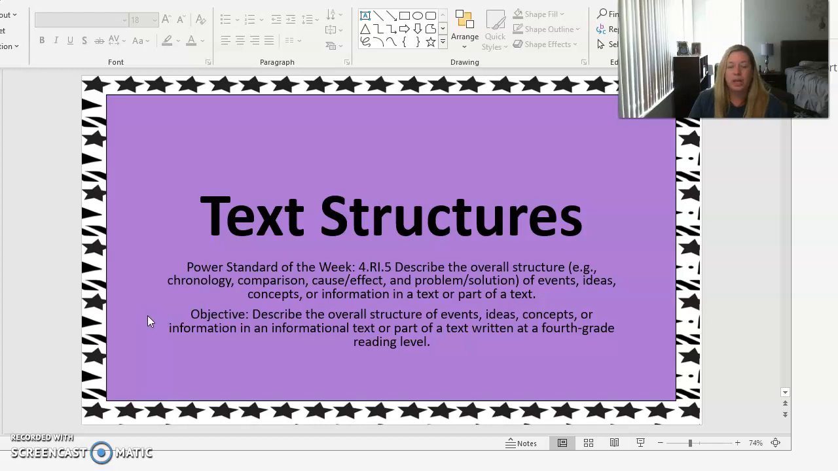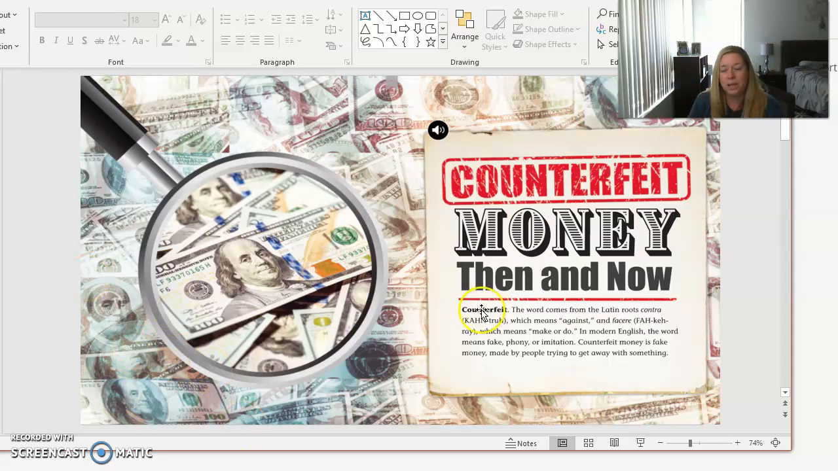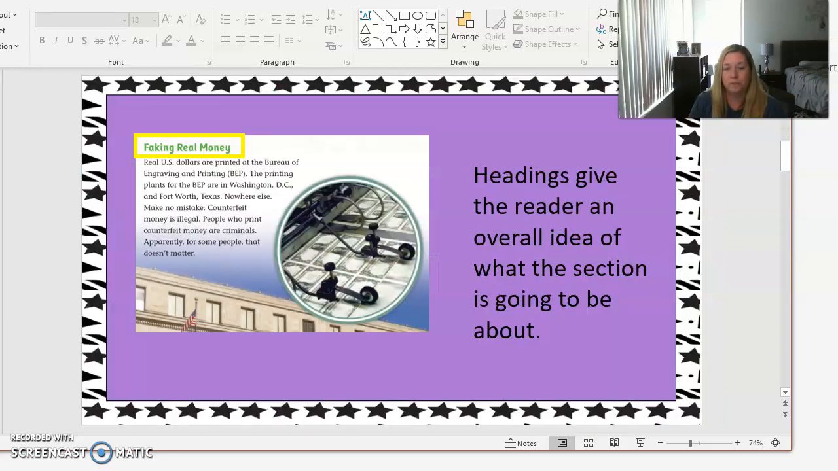We're going to do this by doing comparisons, looking at cause and effect, looking at problem and solution. So this week you will be reading Counterfeit Money, Then, and Now. So we're going to use that as an example for you to kind of refer to, okay?